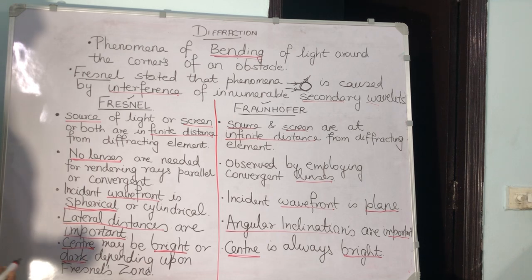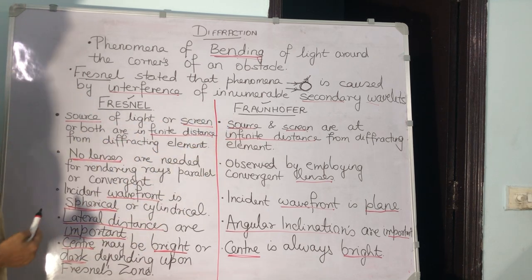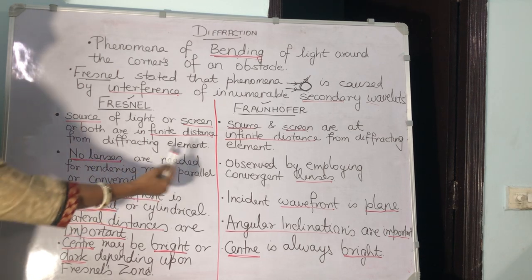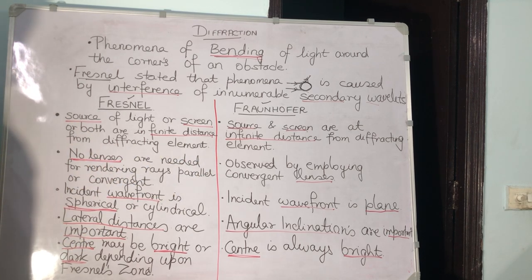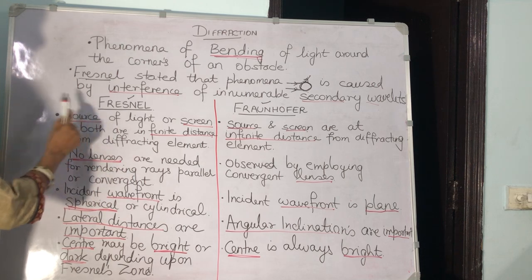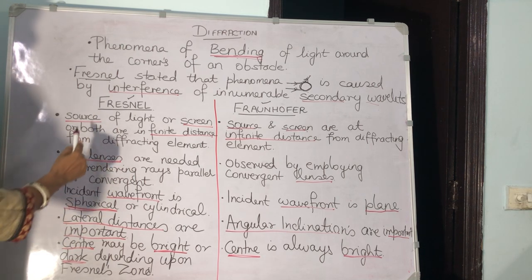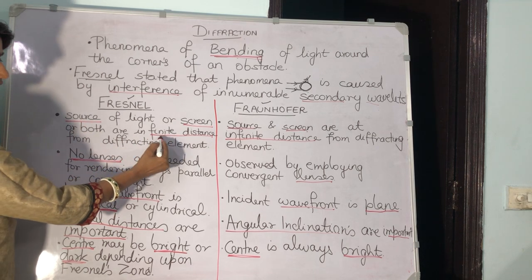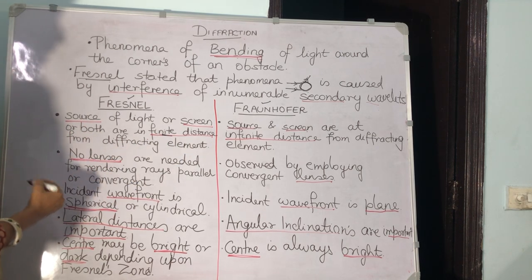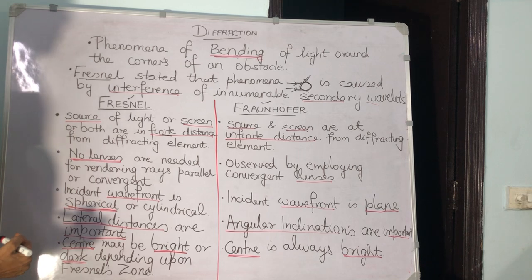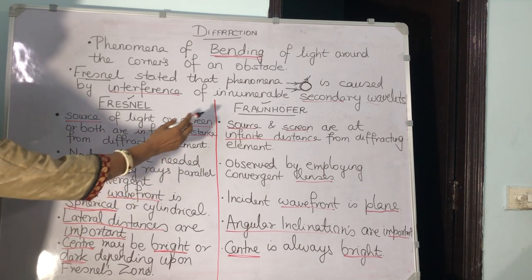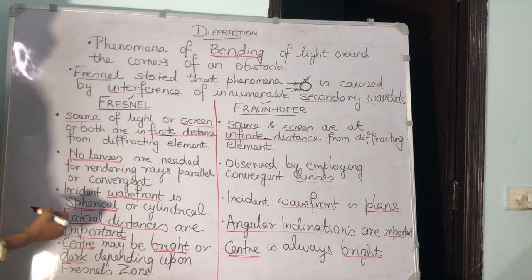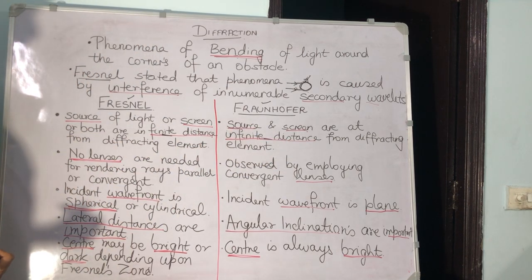In your syllabus, the Fraunhofer class of diffraction has been covered in more detail, but these differences are often asked. So, in the Fresnel class of diffraction, the source of light or screen or both are at finite distance. Whereas in the Fraunhofer class of diffraction, the source and screen are at infinite distance from the diffracting element.